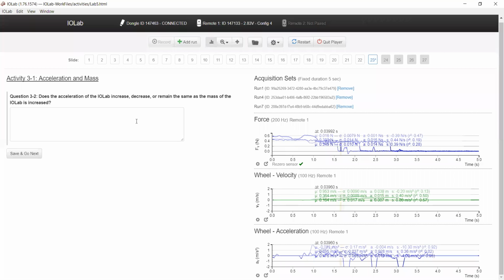Okay, so it is asking: we applied a constant force here and increased the mass of the IOLab, so what happened to the acceleration? Did it decrease, increase, or remain the same? It's not asking about a single run, but comparing the 3 runs that we had. For every single run it was constant: constant for the first one, the second one, and the third one. But comparing them, when we increased the mass of the IOLab, what was the effect on the acceleration when we applied the same force?